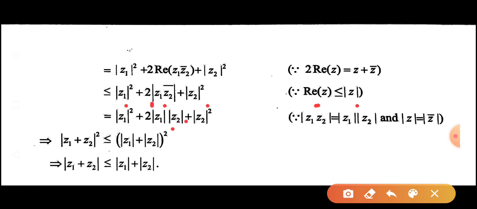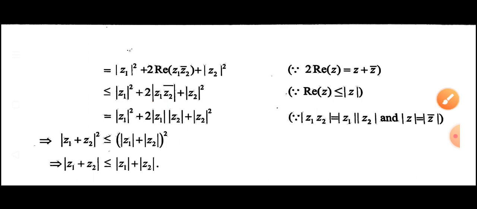Now, what is the formula here? The a plus b whole square formula appears. So we write modulus z1 plus z2 whole square is less than or equal to modulus z1 plus modulus z2 whole square. Taking the positive square root on both sides, we get modulus of z1 plus z2 less than or equal to modulus z1 plus modulus z2.